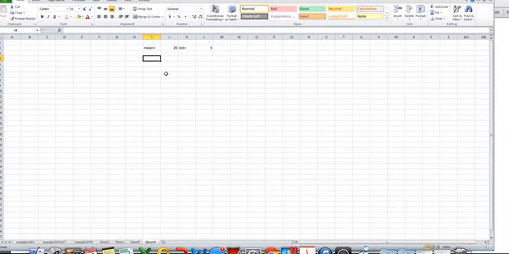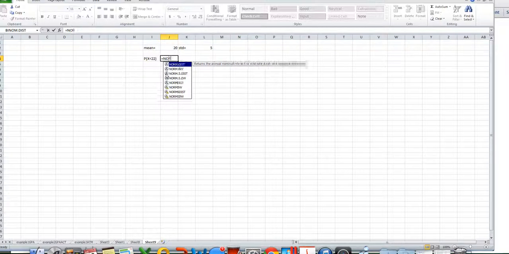For the first question, it asks what is the probability for x smaller than 22. So what you need to do is type equal and NOR. After you type NOR, you have many options. Choose the one called NORM.DIST. Now you have x, mean, standard deviation and cumulative. The x means the value of the boundary of the x, so that is 22. And the mean is 20, and standard deviation is 5.